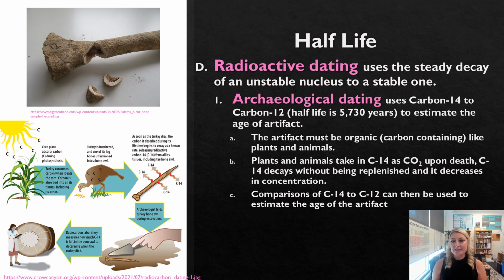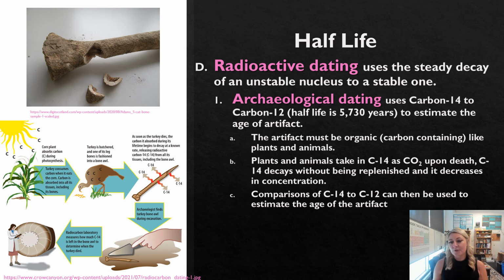So radioactive dating uses the steady decay of an unstable nucleus to a stable one to give a time frame for how old an object is. So we have archaeological dating and we have geologic dating. Let's start with archaeological dating. This uses carbon-14, which is a radioisotope that decays to carbon-12. As we said before, the half-life is 5,730 years, and we use this to estimate the age of the artifact.